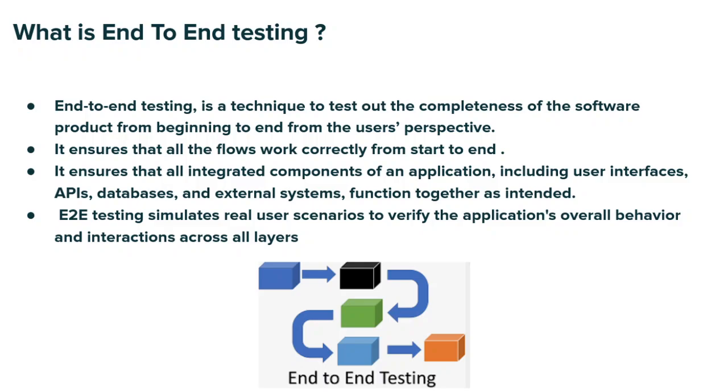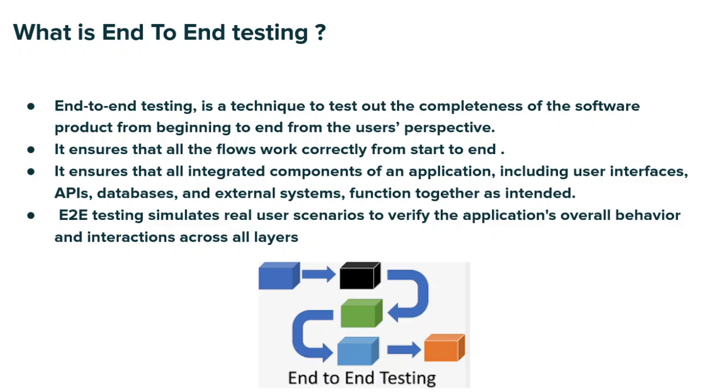End-to-end testing is a technique to test the completeness of the software product from beginning to end from the user's perspective. That means in end-to-end testing, we have to perform the end-to-end flow which is present in the application. So we have to ensure that all the flows work correctly from starting to end.